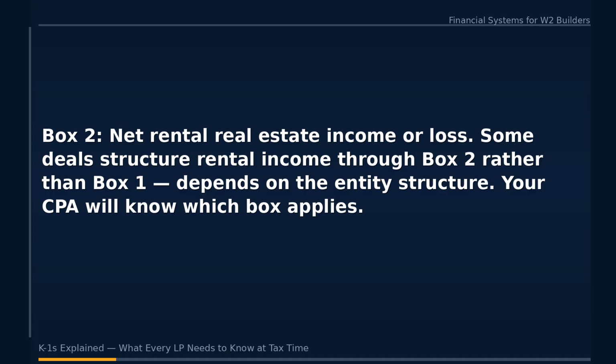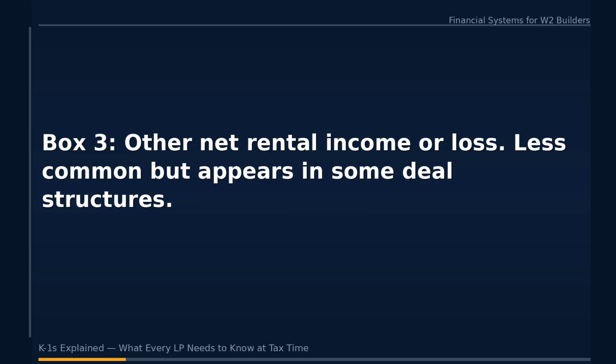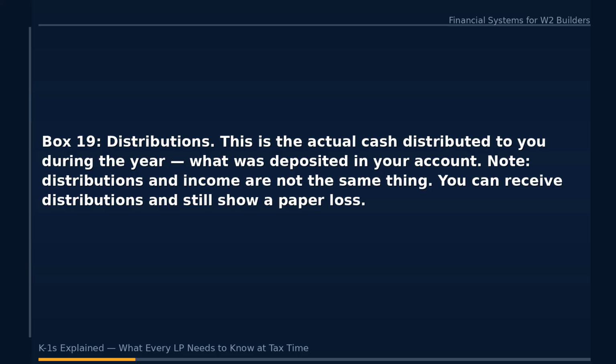Box 3, Other Net Rental Income or Loss. Less common but appears in some deal structures. Box 19, Distributions. This is the actual cash distributed to you during the year, what was deposited in your account. Note, distributions and income are not the same thing. You can receive distributions and still show a paper loss.